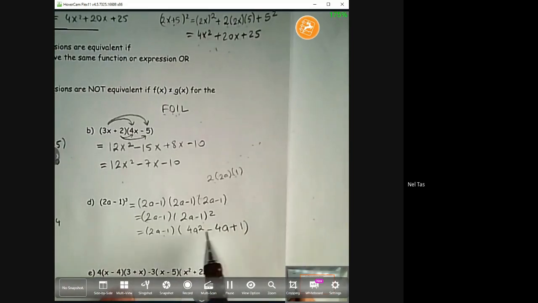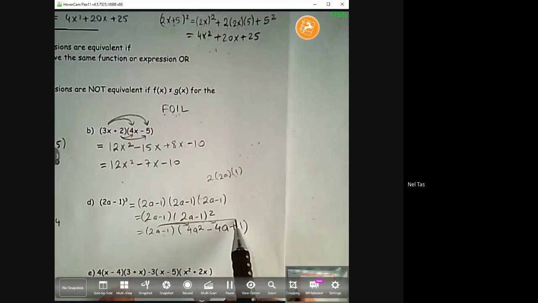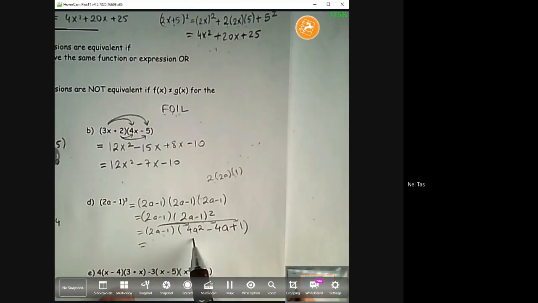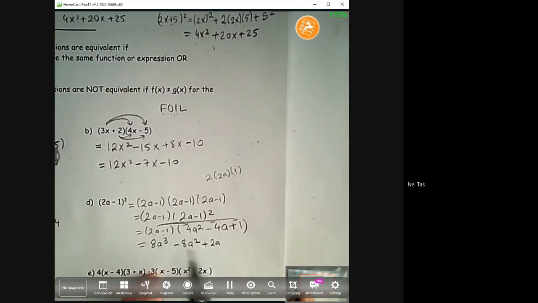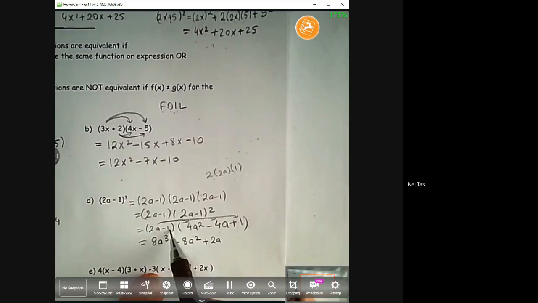Now, we have a binomial and trinomial to multiply. So again, take each term from the first bracket and multiply everything in the second bracket by that. So 2a times 4a squared, 8a cubed. 2a times negative 4a, and when you're multiplying, make sure you take the terms with the sign in front of them. 2a times negative 4a gives you negative 8a squared. 2a times positive 1, 2a.